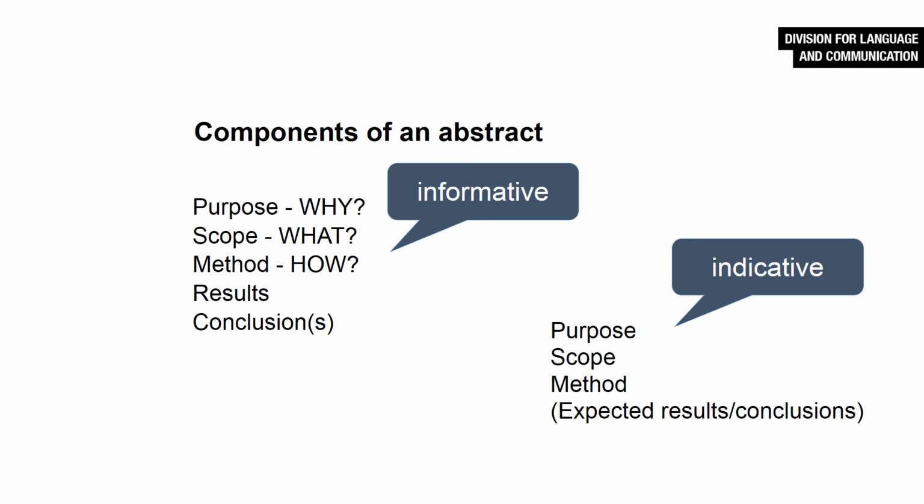But there's also a second abstract type, the indicative abstract. If you're writing an abstract for a study which is not yet finished, for example if you apply for funding for a project or to go to a conference and present your research, you'll probably write an indicative abstract. This one will only give tentative or expected results, or perhaps no results and conclusions at all.